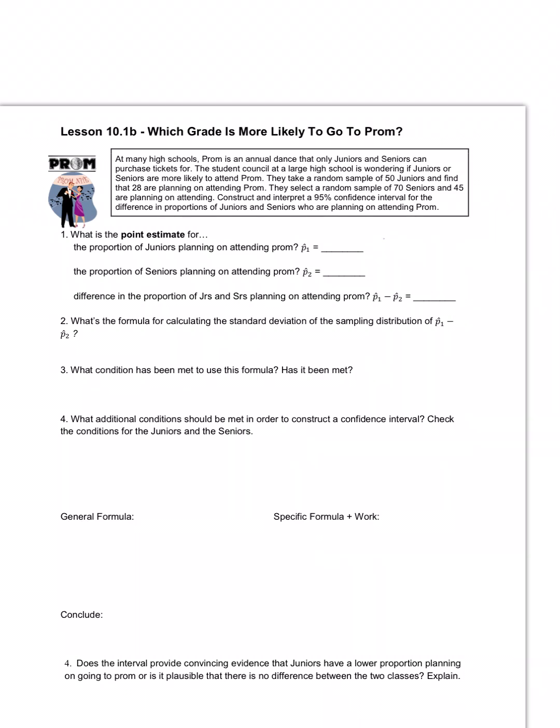The juniors, what did I say? They took 50 juniors and 28 of them are going to prom. Well, what does that translate to? That translates to 0.56 for my p hat 1 for juniors. Now for seniors, there were 70 seniors and 45 of them were going to prom, which translates to 0.64.